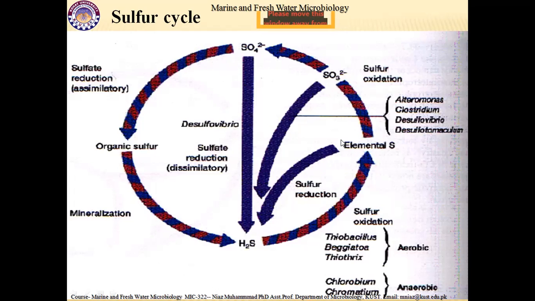This elemental sulfur form again can be converted into H2S. This elemental sulfur can be converted into SO3. This is called sulfur oxidation, and this further can be converted into sulfate, SO4, and SO4 can be absorbed and fixed into organic molecules, and that is called sulfate reduction or sulfate assimilation.